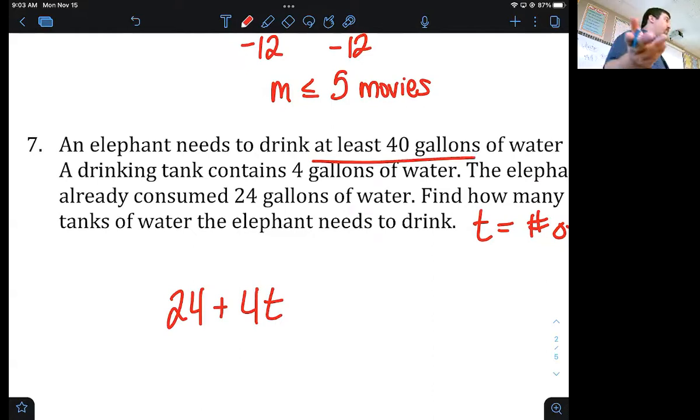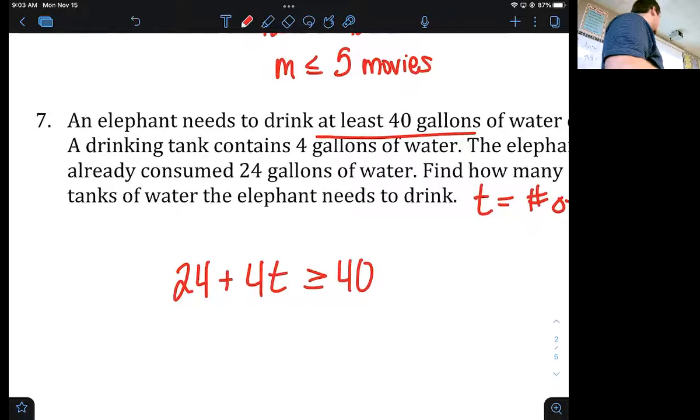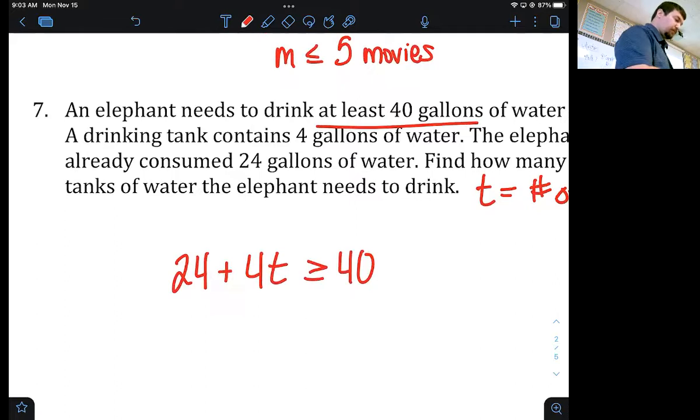Is it okay if they drink more than 40? Yeah. Is it okay if they drink less than 40? Not safe. So I want that to be greater than or equal to 40. Oh, well, that's easy. There's not any negatives in this one. Ashlyn, what's our cousin Eddie term? Okay, so what happens when you subtract 24 away from 40?